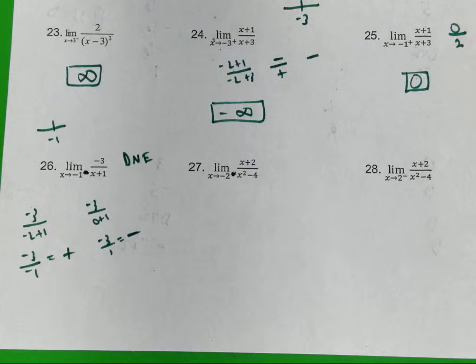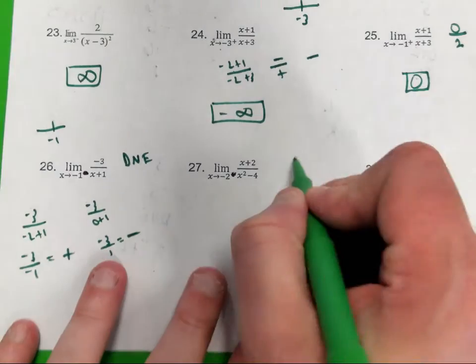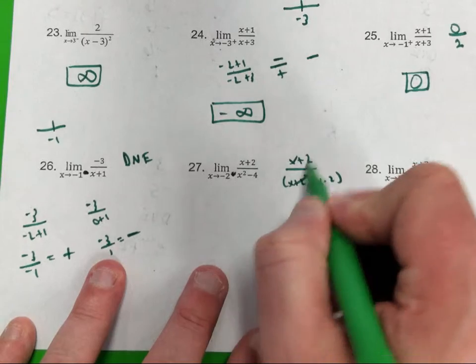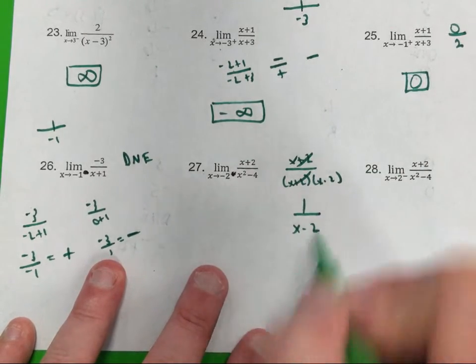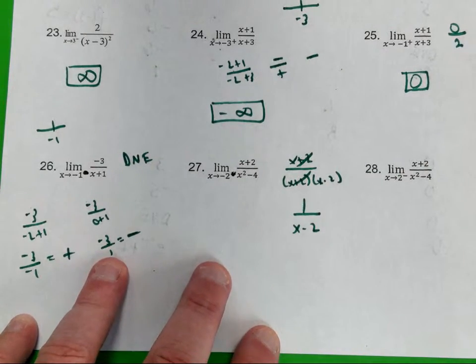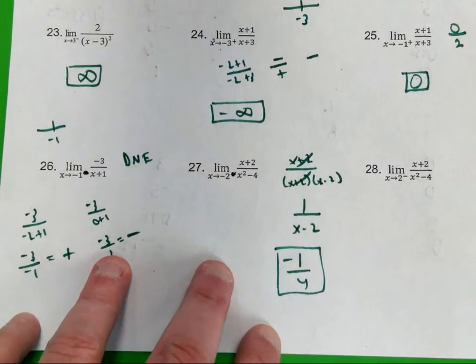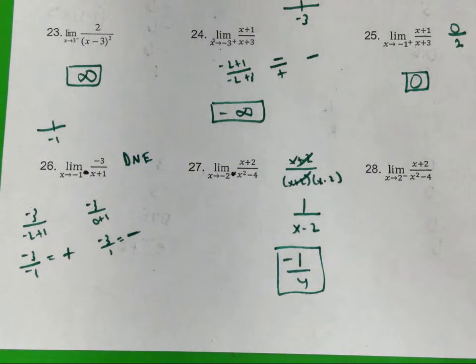On 27, if I plug -2 in, what's -2 squared? 4 minus 4 is? Okay, I'll run into a problem. But can I do one of my toolkit strategies here? What can I do? Factor. These cancel out. I'm left with 1 over x minus 2. Now try direct substitution. -2 minus 2 would be -1/4, and that would be my answer. Because I could do a toolkit, I'm going to get a definite answer.